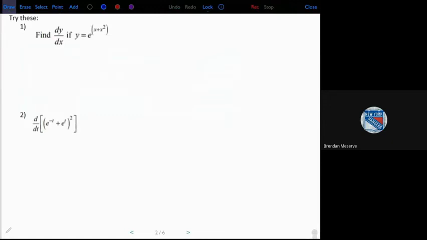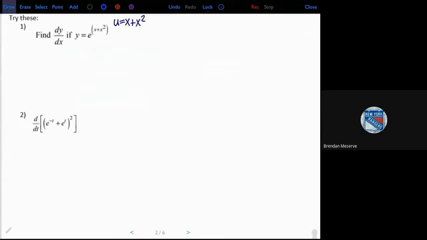All right, number 1. Find dy dx. dy dx obviously is notation for the derivative. And I give you y equals e to the x plus x squared. So that's my u. I don't have just an x in there. I have an x plus x squared.